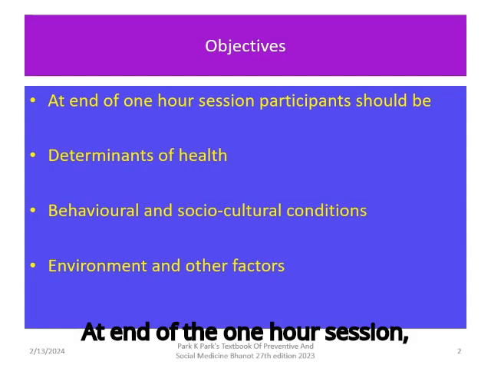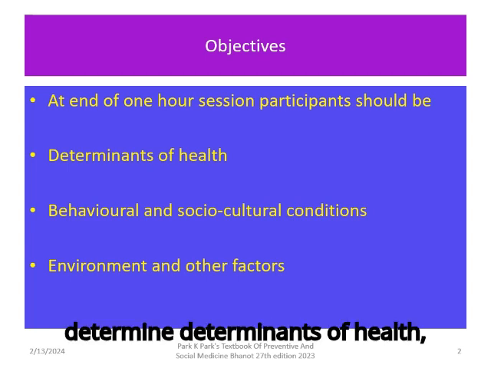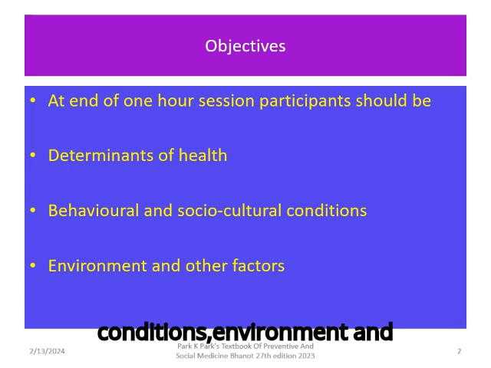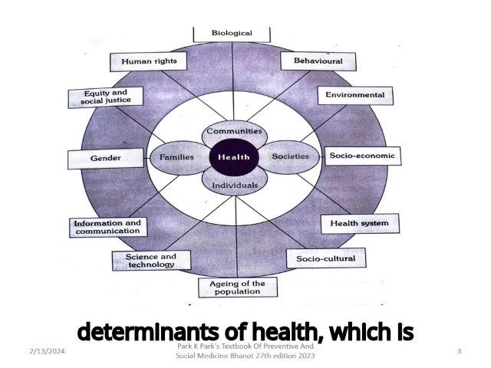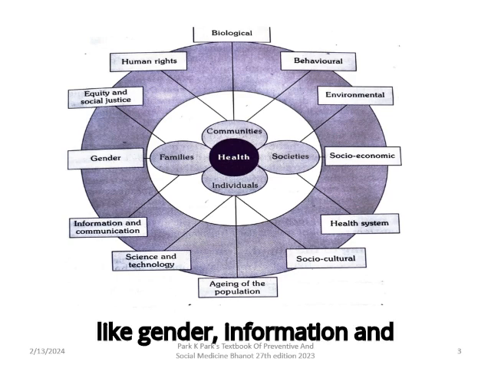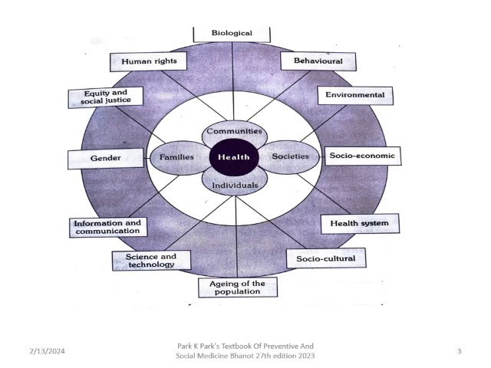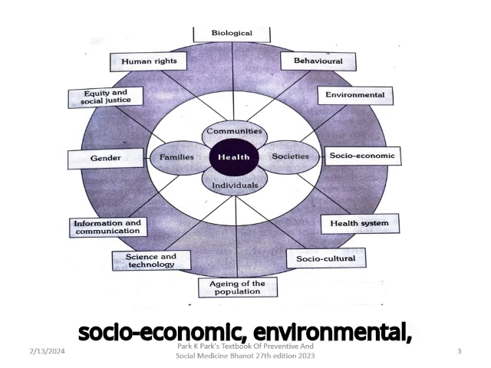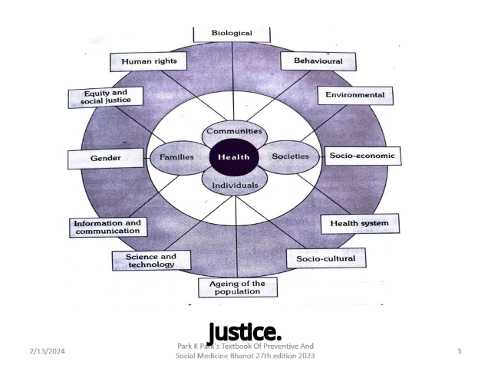Objectives. At the end of the 1 hour session, participants should be able to determine determinants of health, behavioral and socio-cultural conditions, environment, and other factors. This is the picture depicting the determinants of health, which are gender, information and communication, science and technology, aging of population, socio-cultural, health system, socio-economic, environmental, behavioral, biological, human rights, equity and social justice.